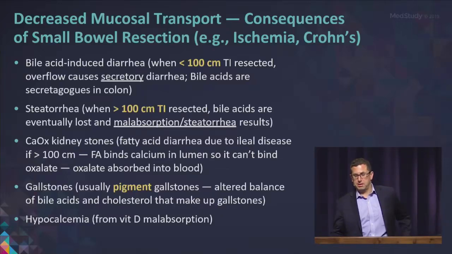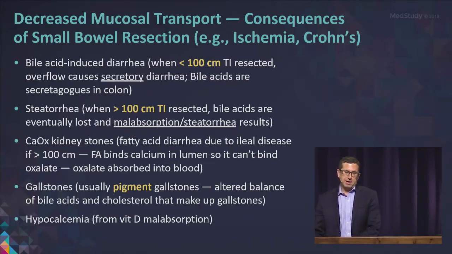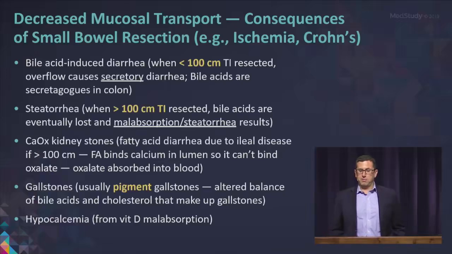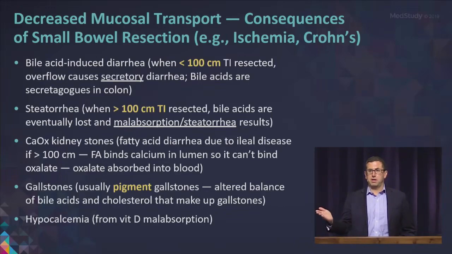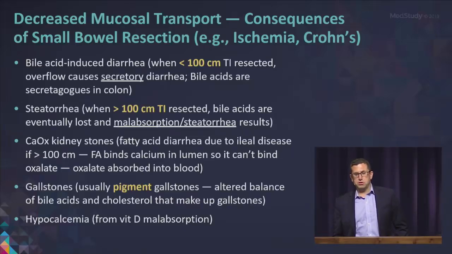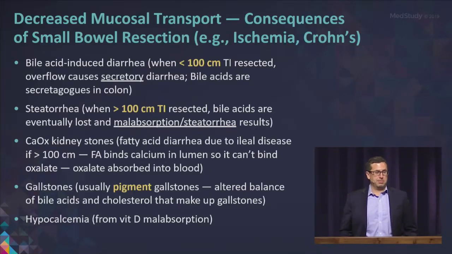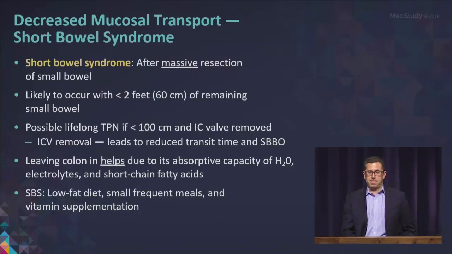Also, when greater than 100 centimeters of the TI is resected, you will get calcium oxalate kidney stones. The reason for this is because fatty acids bind calcium in the lumen so that oxalate is freed up and it's absorbed and it can deposit in the kidney. You could also get gallstones, usually pigmented gallstones, in the setting of decreased mucosal transport from small bowel resection. The reason is because you get altered balance of bile acids and cholesterol that make up gallstones. And then you could get a variety of vitamins that are malabsorbed, including vitamin D, which could lead to hypocalcemia and bone disease.